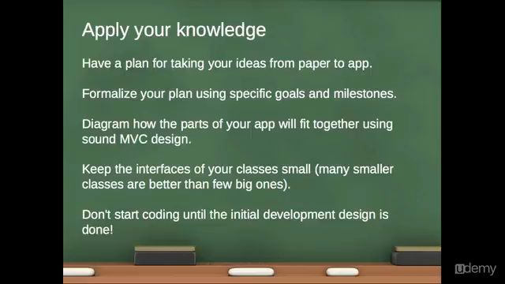Some ideas for this are to, first of all, have a plan for taking your ideas from paper to app. Take that plan and formalize it using specific goals and milestones. Diagram out, draw pictures of how the parts of your app will fit together and use good, sound Model View Controller design. Keep the interfaces of your classes small. And by this I mean two things. First of all, don't have a lot of properties and methods in your classes. And secondly, keep the joins between classes to a minimum. And the tip here really is many smaller classes in your application are better than a few big classes. And this is especially true of your data model.